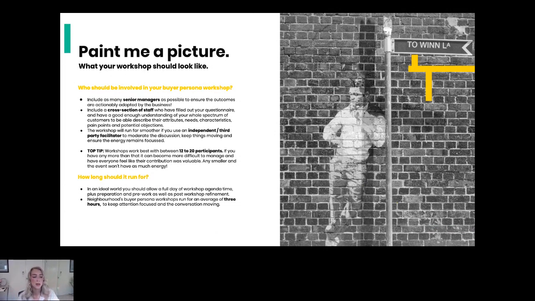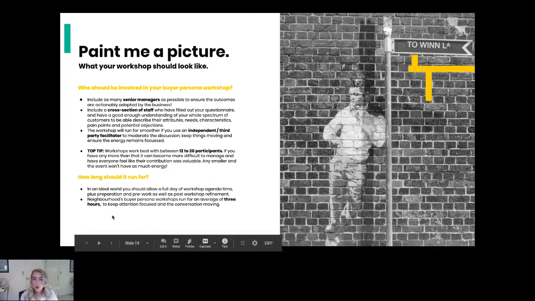In terms of how long it should run for, in an ideal world, you would want a full day, which seems huge, but it allows you to have preparation and pre-work and breaks, as well as post-workshop refinement of those buyer personas to make sure you've got everything sorted. Neighbourhoods buyer personas, however, run for about 3 hours, and we find that this is long enough to keep attention really focused and ensure that the conversation is moving and we're not veering off track, however easy that may be.